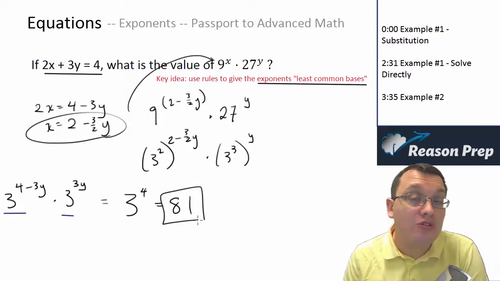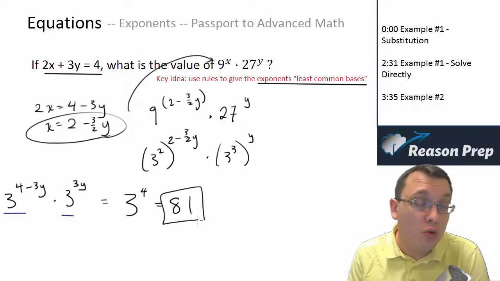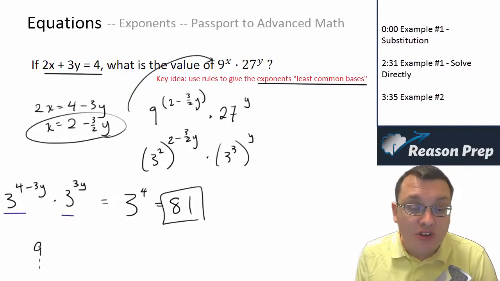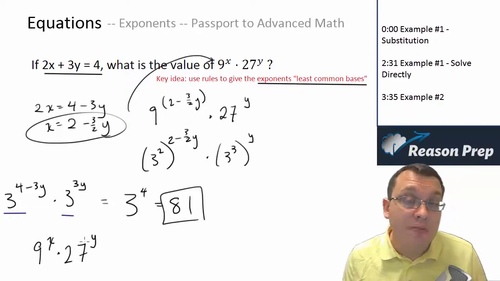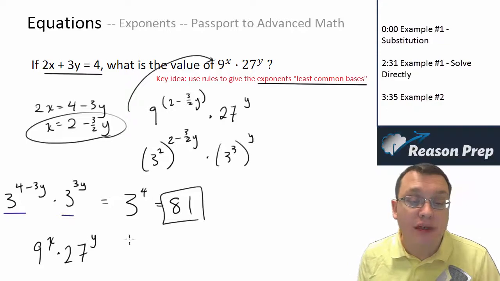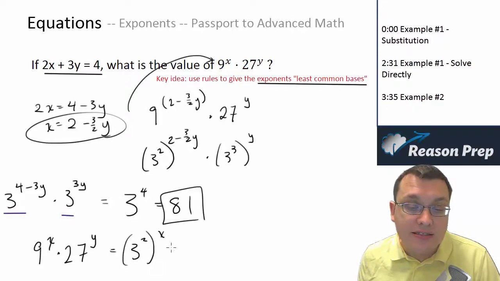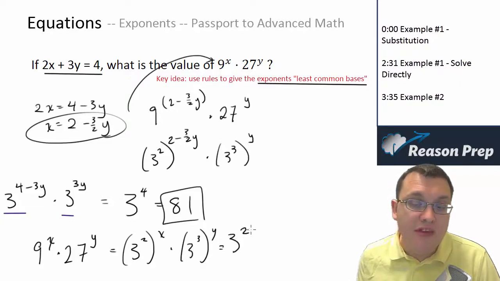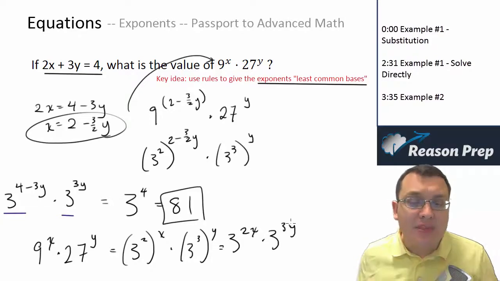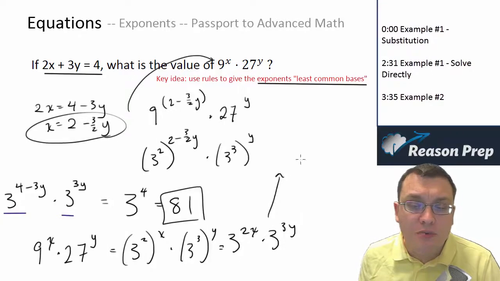There's a second way to do it, which is actually much shorter and kind of cooler. So let's start with just this, 9 to the x times 27 to the y. And again, key idea, let's reduce this to those common bases. So as we saw, this is 3 squared to the x times 3 cubed to the y. And then using our exponent rules, this is the same thing as 3 to the 2x times 3 to the 3y. And now I'm going to combine them together using the first exponent rule. Put that up here.